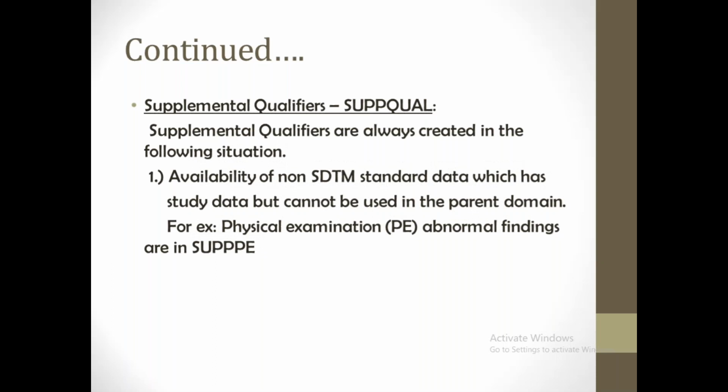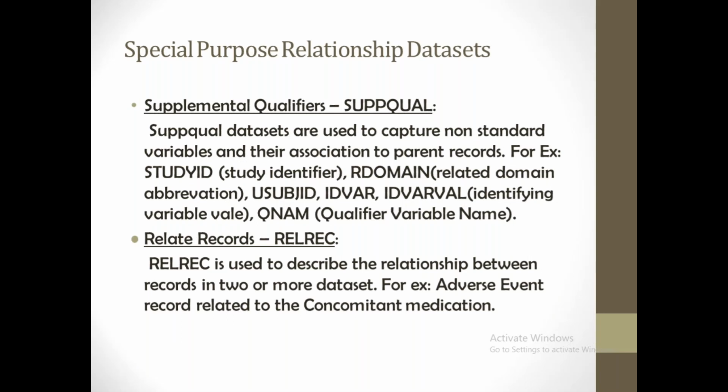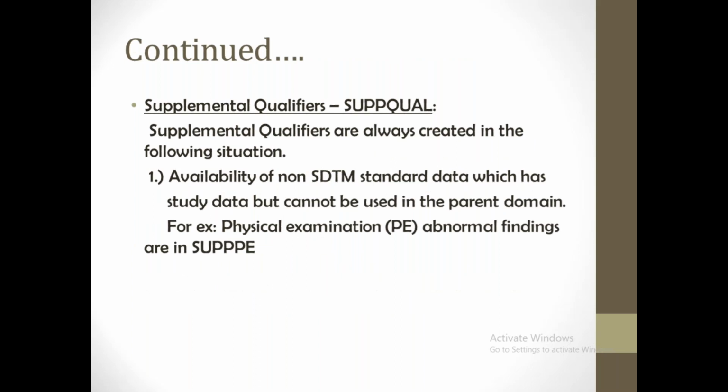So now supplemental qualifiers. We have seen yesterday we have different types of supplemental qualifier data sets, related records, correct? So supplemental qualifiers, you can see, right? Availability of non-SDTM standard data. I told you, if you have any non-standard variable, that non-standard variable will go to the supplemental qualifier data set, correct?